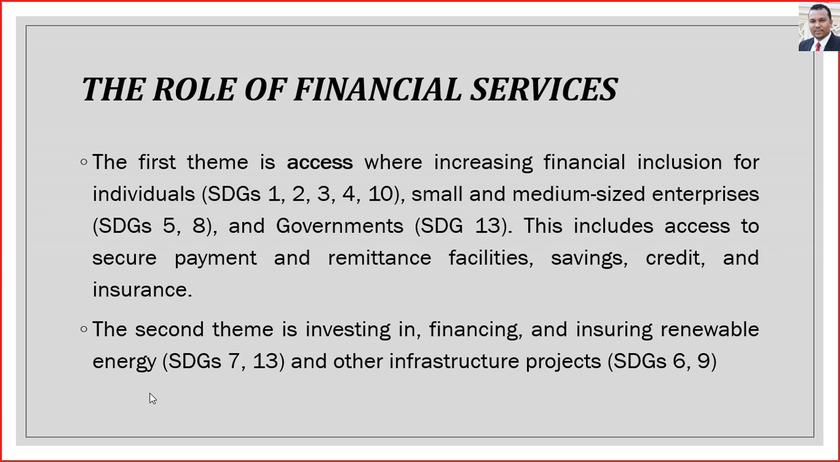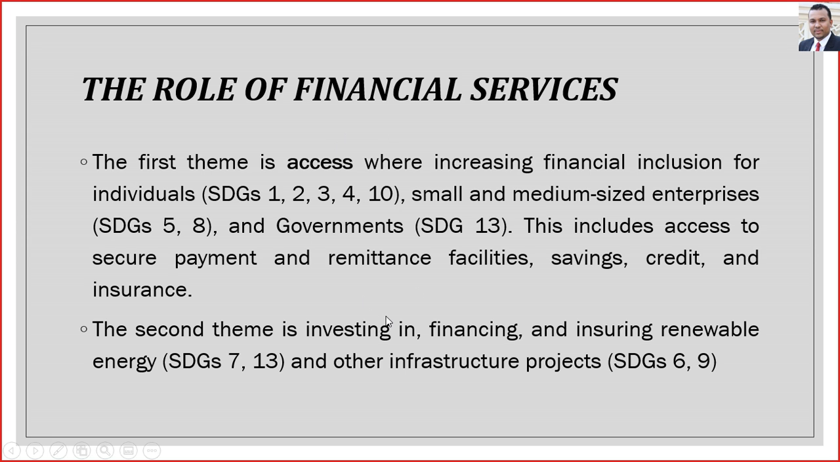The next point, what about the role of financial services? In this case, first, when we talk about access, how individuals, firms and governments access. Access to what? Access to financial products. So we talk about financial inclusion, at three levels: at the individual level, at the SME level, at the government level. So the concept of access to financial products means increasing or expanding financial inclusion at three levels, for individuals, for SMEs, for governments. The second is investing in or financing renewable energy and other infrastructure.